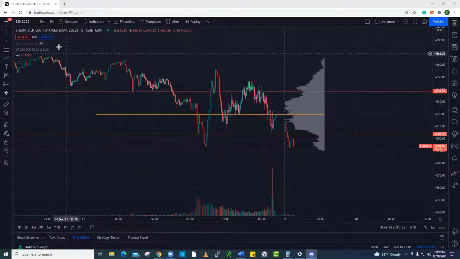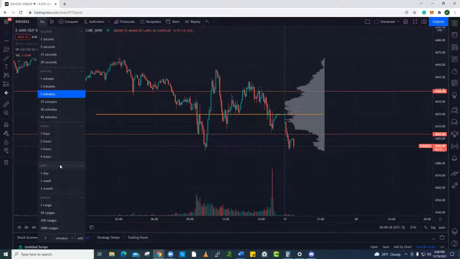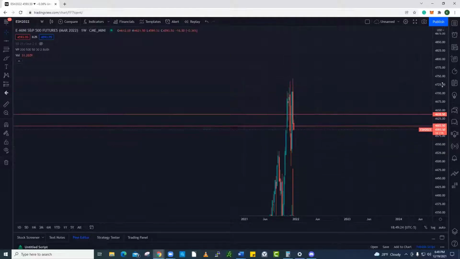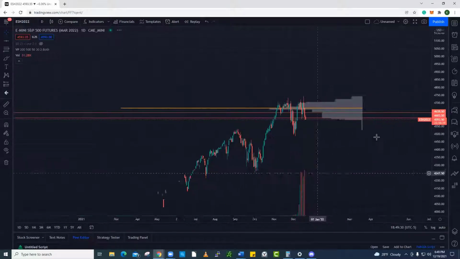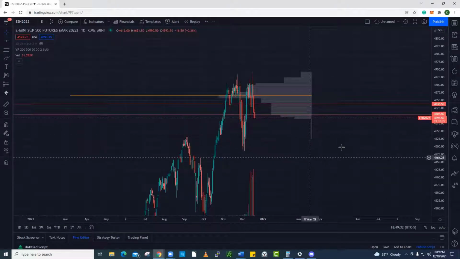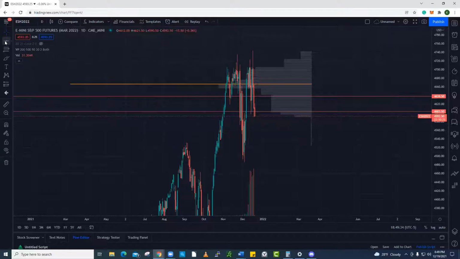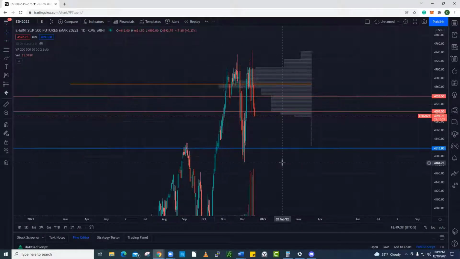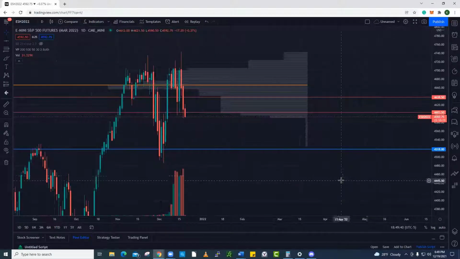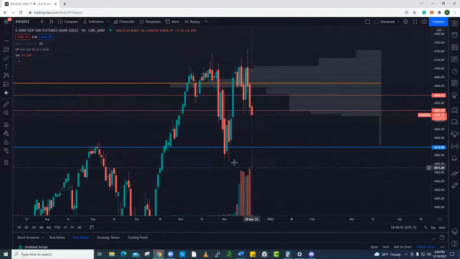So here we go. Let's go to a higher time frame. Let's take a look at a week. This contract just started in December, so we'll go down to a day then. Perfect. I don't have a lot of lines on price levels on this chart, so let's do it together. Let's start getting some price levels on this chart. I like right here. And we're on the daily.